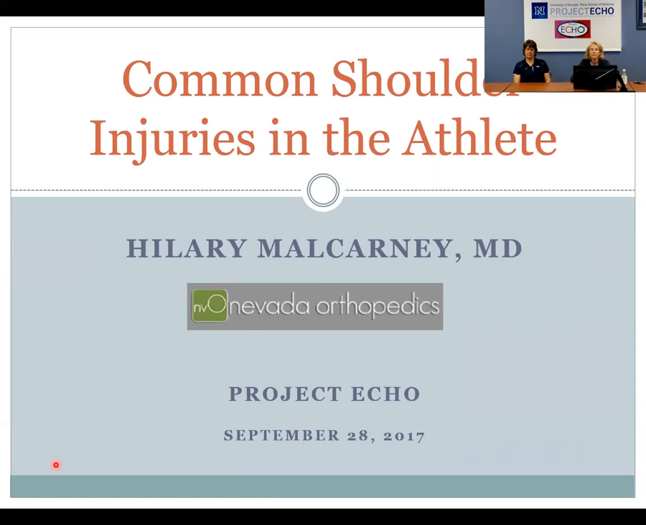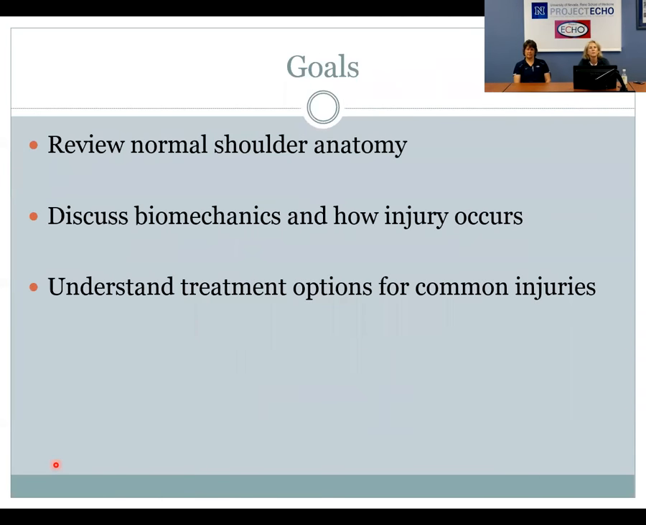So what we're going to be doing is first starting with the basics. We're going to review some normal shoulder anatomy. We're going to talk a little bit about biomechanics of the shoulder and how injury occurs in overhead athletes. And then we're going to talk about some treatment options for common injuries.